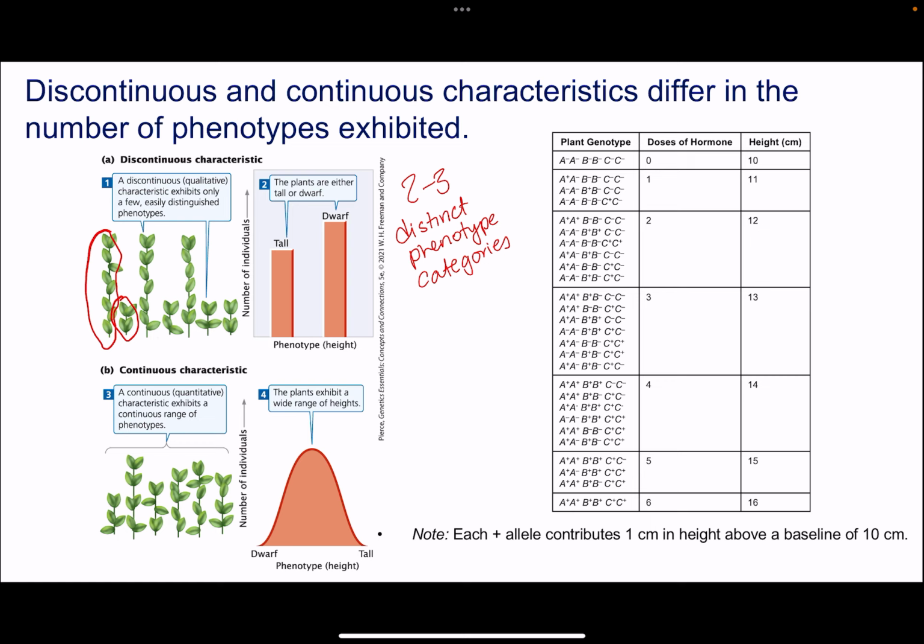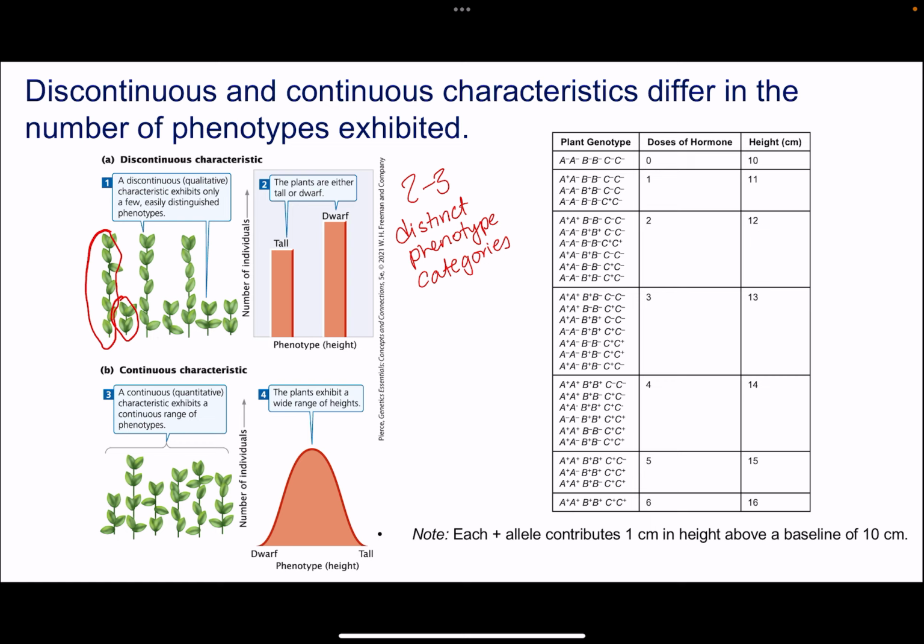Now you'll notice this also produces this lovely bell curve. And what this is showing us is that most of the phenotypes occur in this middle range, and then very few of them occur in the extreme edges of the range. And that's very characteristic of a continuous set of traits.